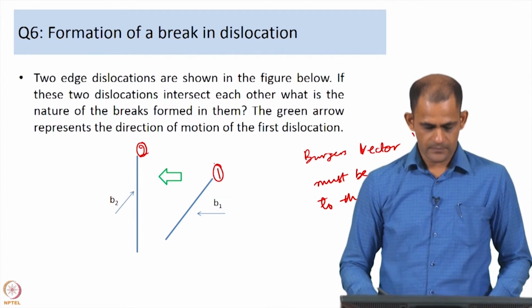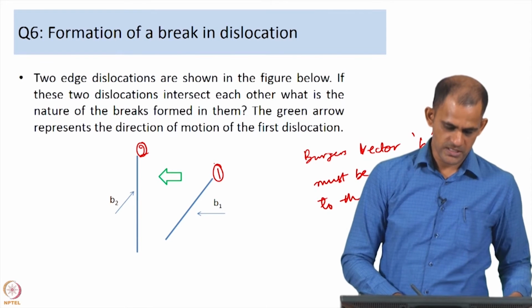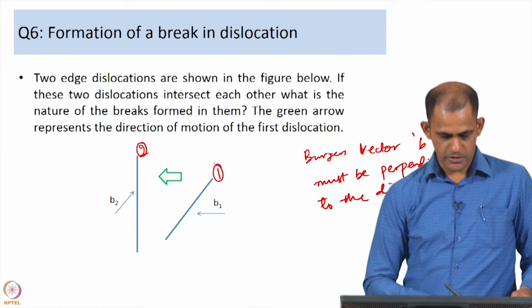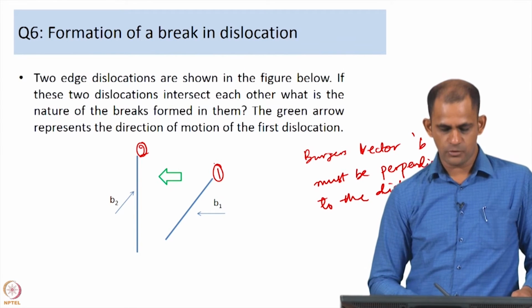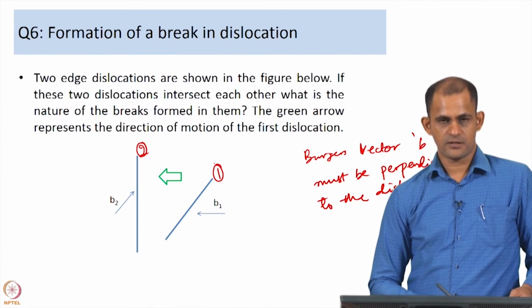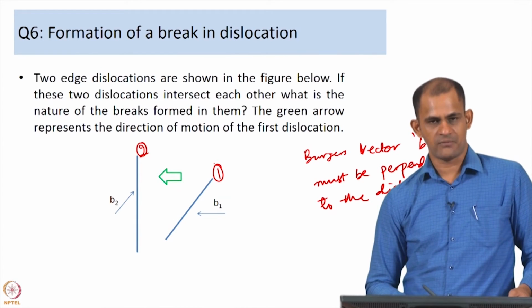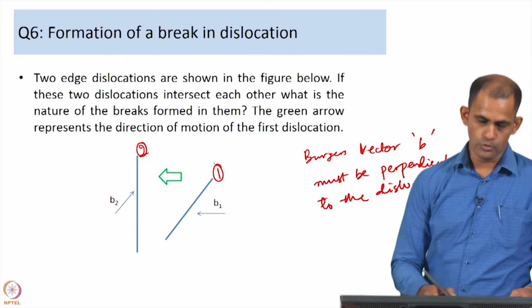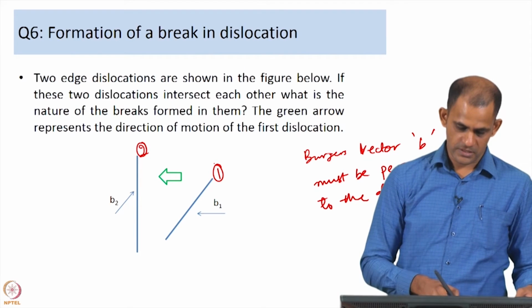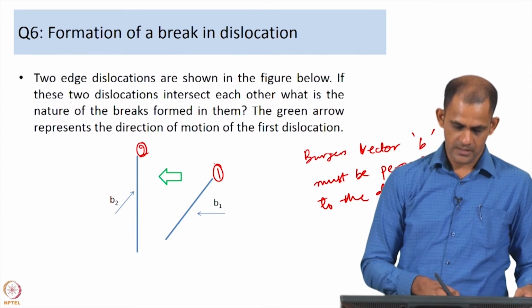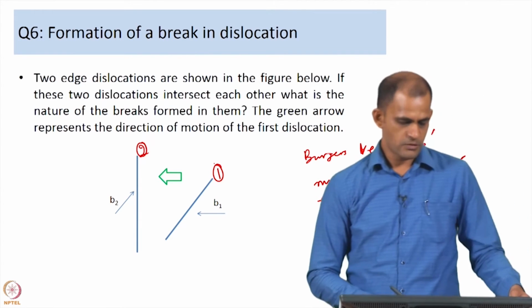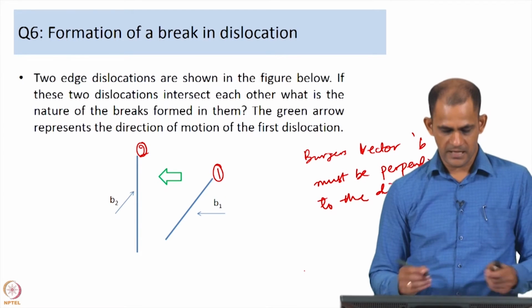perpendicular to each other, but if we look at the two dislocations here, what we note is the Burgers vector of dislocation 2, that is B 2, is parallel to that of dislocation 1. So, the Burgers vector of dislocation 2 is actually parallel to dislocation line 1, which means 2 will not create any break in 1, whereas for dislocation line 1, the Burgers vector B 1 is perpendicular to dislocation line 2, which means dislocation line 2 will develop a break at the end of the intersection.